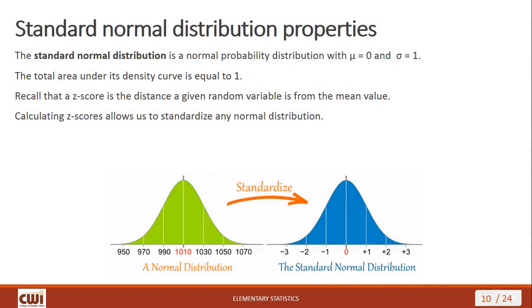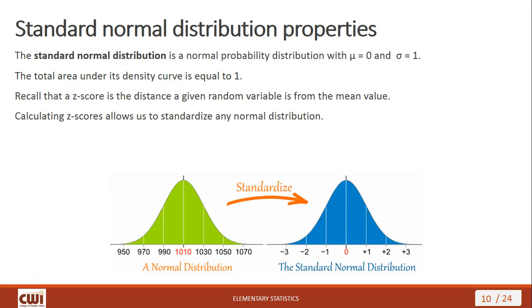Now we can understand a little bit more about this idea of the area under the curve being the probability that we're interested in calculating. Let's go ahead and look at the standard normal distribution and some properties that it has. So I mentioned earlier, standard normal distributions have a mean value of 0 and a standard deviation of 1. Because standard normal distributions are formed with a density curve, the total area underneath the curve is equal to 1.